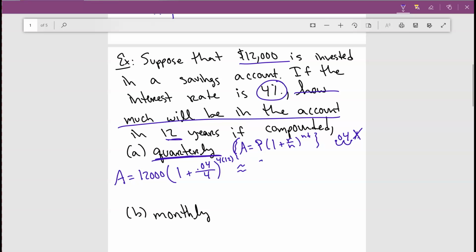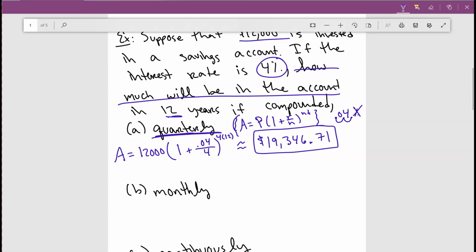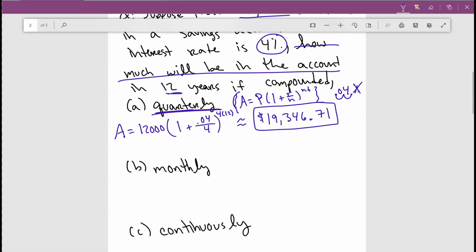So what I ended up getting was $19,346.71. That's how much I got. You mainly want to round to 2 decimal places because it doesn't make sense for you to have more. 71 cents is correct.